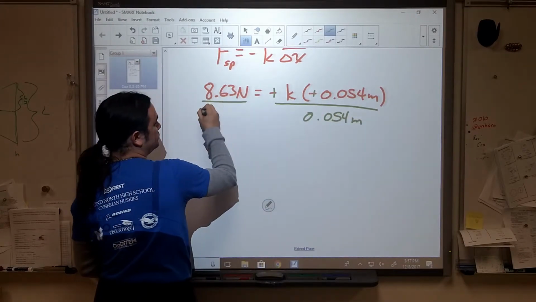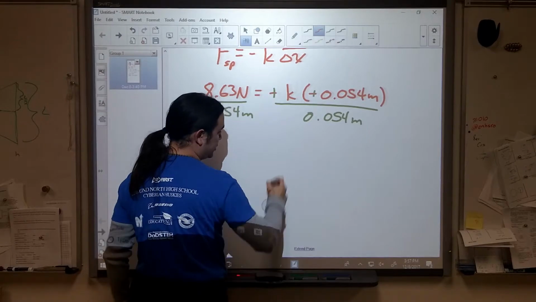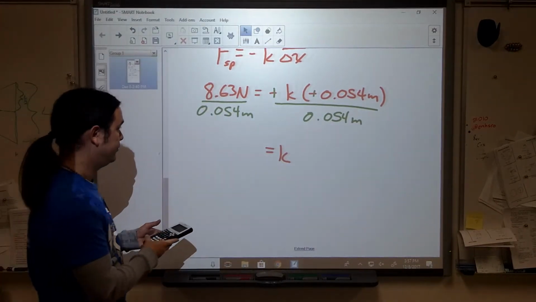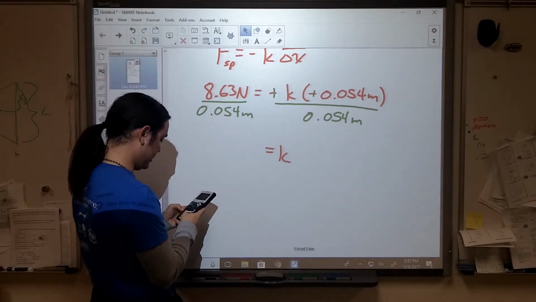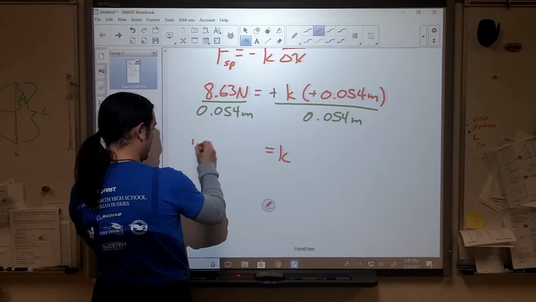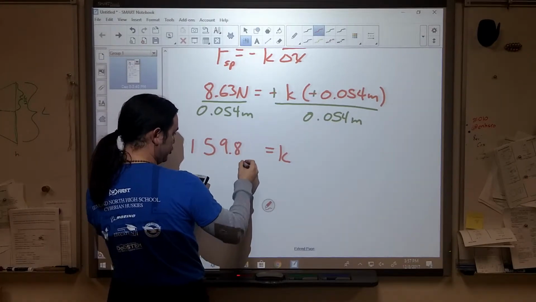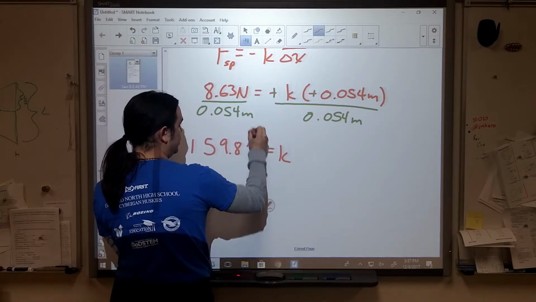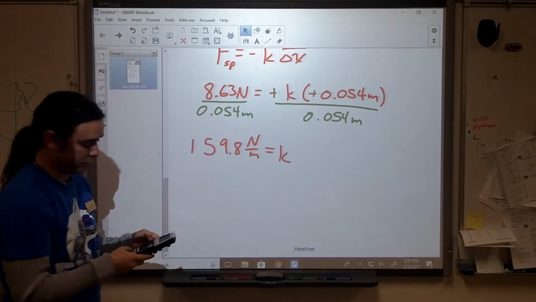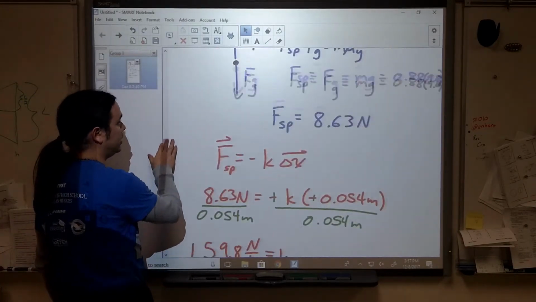We can solve for k by dividing both sides by 0.054 meters. We find that the spring constant, at least for my numbers, comes up to 8.63 divided by 0.054. I get 159.8, so I could call it 160 newtons per meter, which is what we expect for a spring constant.